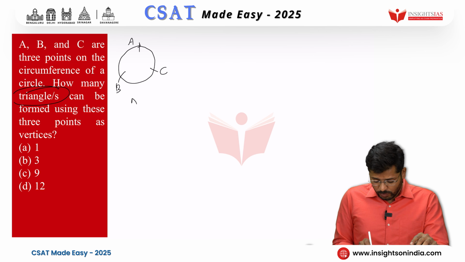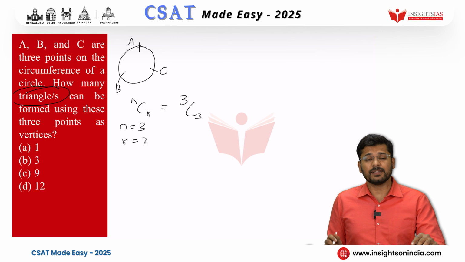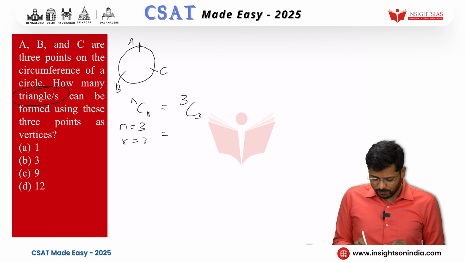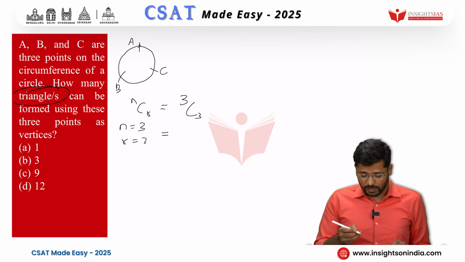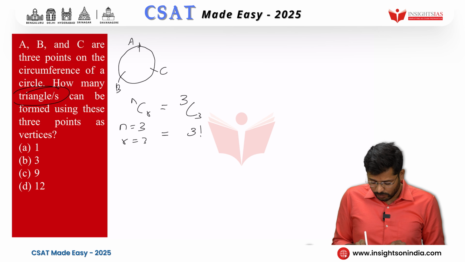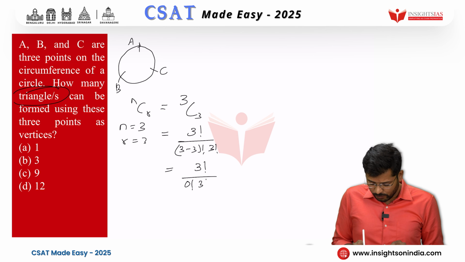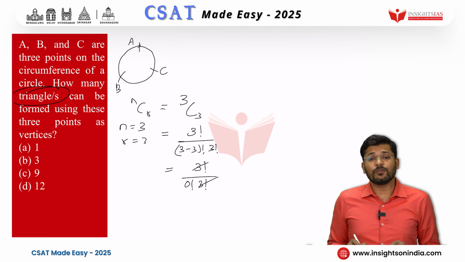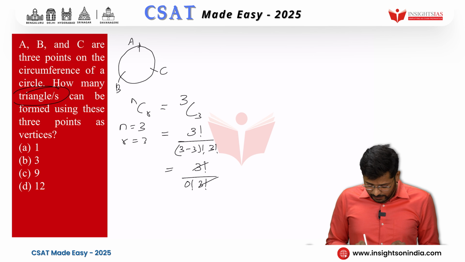So in our formula nCr, here n is also 3 and r is also 3. So that would become 3C3. Yes. So let's just apply the formula. n factorial divided by (n minus r) factorial into r factorial. That would be 3 factorial divided by (3 minus 3) factorial into 3 factorial. That would give you 3 factorial divided by 0 factorial into 3 factorial. 3 factorial and 3 factorial, they get cancelled. So we are left with 1 divided by 0 factorial.